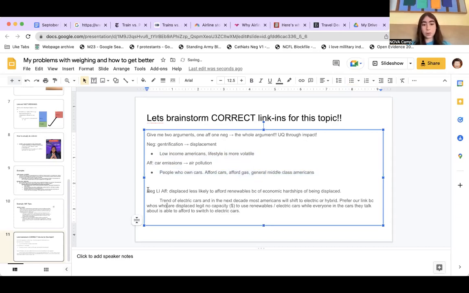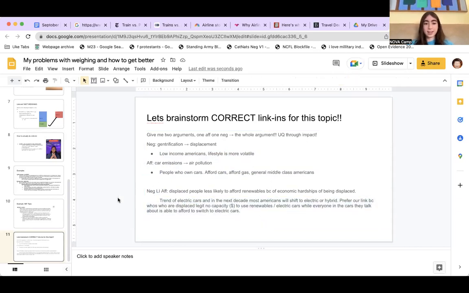So from that, we were able to make a link, right? Which is not weighing on its own. If I just read that displaced people are less likely to buy renewables because of the economic hardships of being displaced, right? That's just saying that if I win my argument, I'm also getting your impact. What we did here is we did analysis on why you should prefer one over the other. So I think that was really good work we just did.